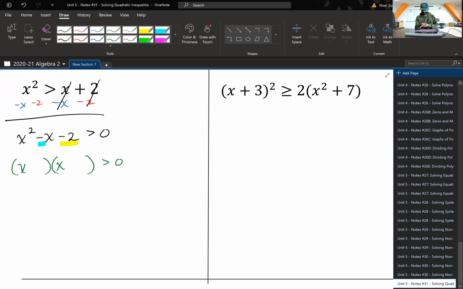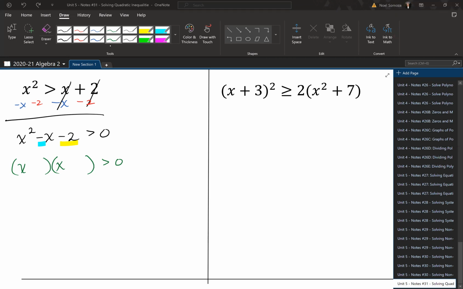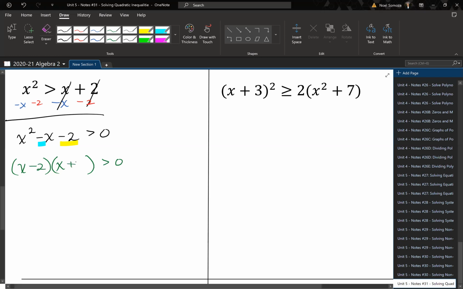Anybody, what you got? Negative 2 and positive 1. Right. I think that would be okay. That would look good.